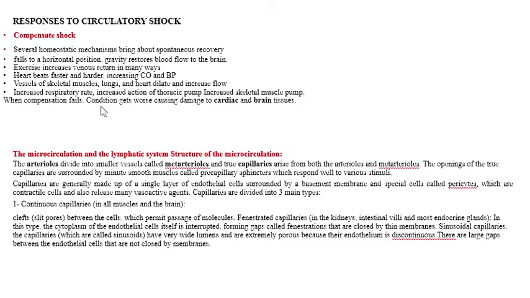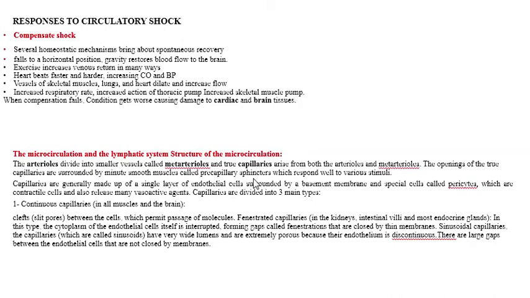Okay, so we are talking about the microcirculation and the lymphatic system. As I said, the arterioles divide into smaller vessels called meta-arterioles. The very small arteries they call arterioles become smaller to be called meta-arterioles. And then from the meta-arterioles, they divide into capillaries. So the capillary is the site of the exchange. The capillaries arise from both the arteriole and the meta-arteriole.